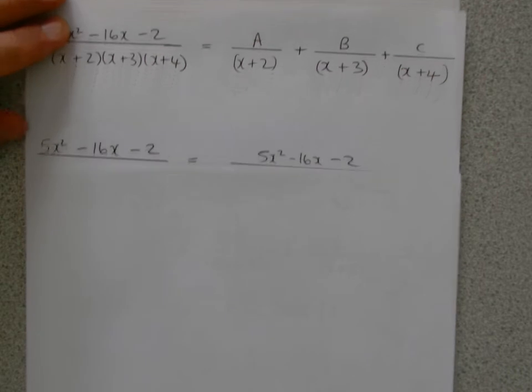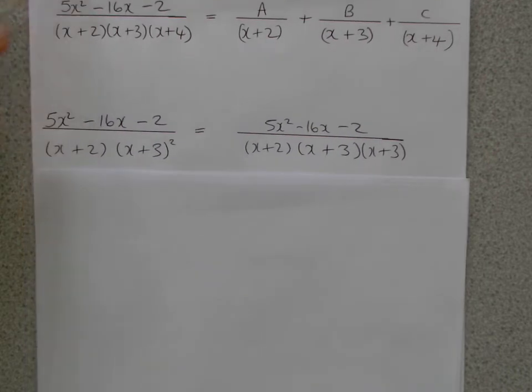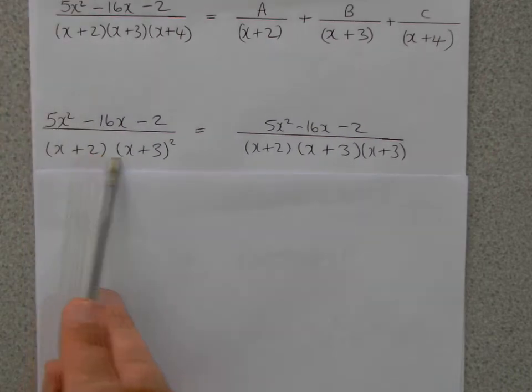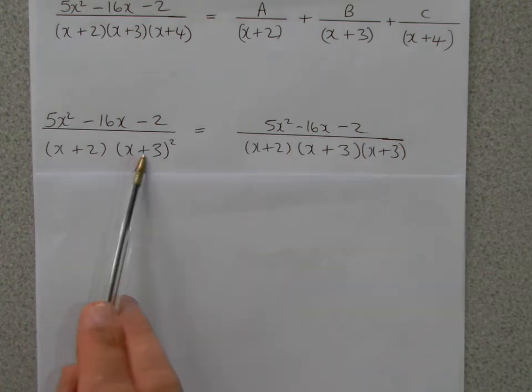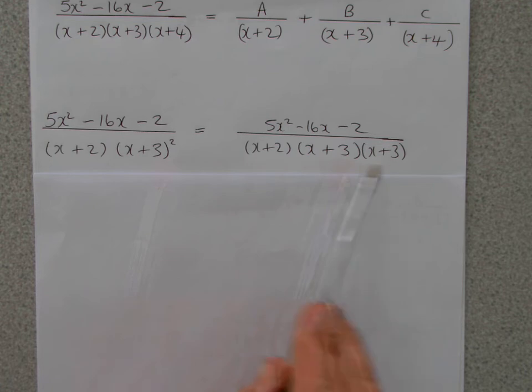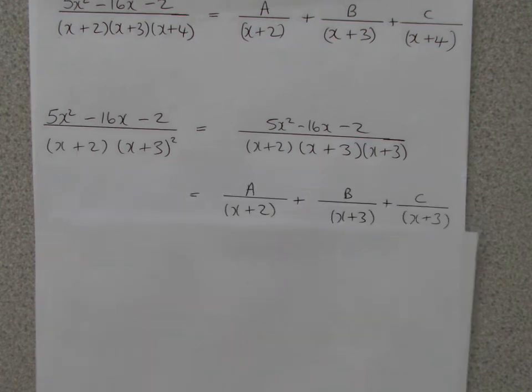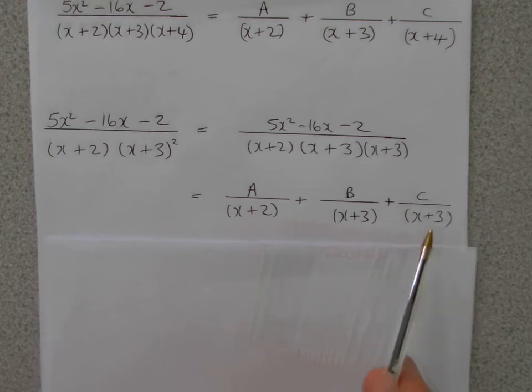However, if you've got a situation like this, x plus 2 and then x plus 3 all squared, the tempting thing is to write it like this. That's tempting, isn't it? Because x plus 3 all squared is x plus 3 times x plus 3. So you might then write a over x plus 2 plus b over x plus 3 plus c over x plus 3. You split it up that way.